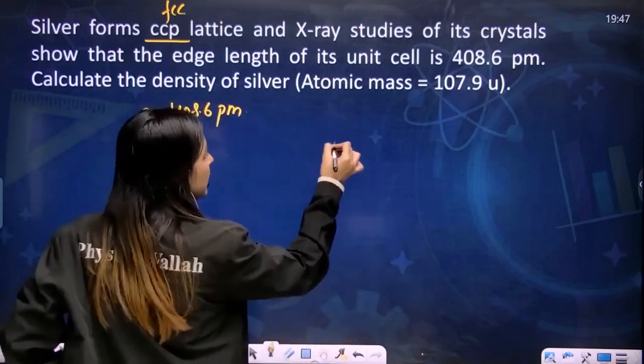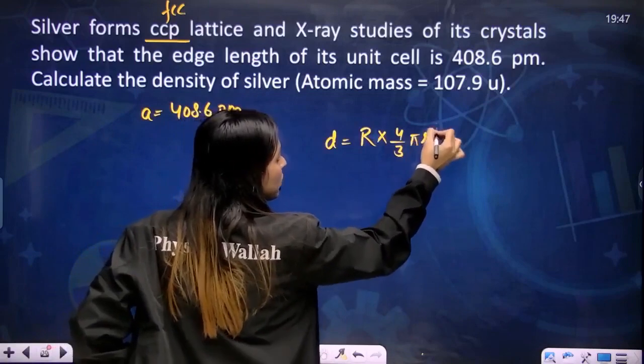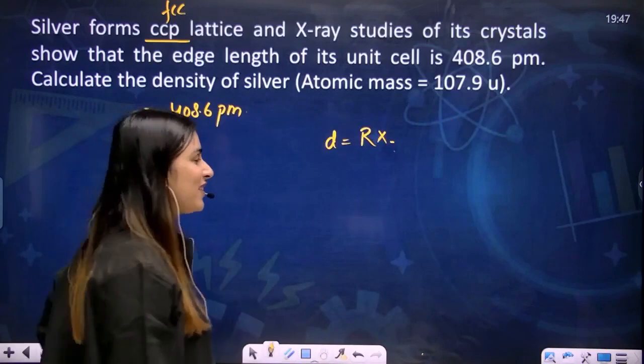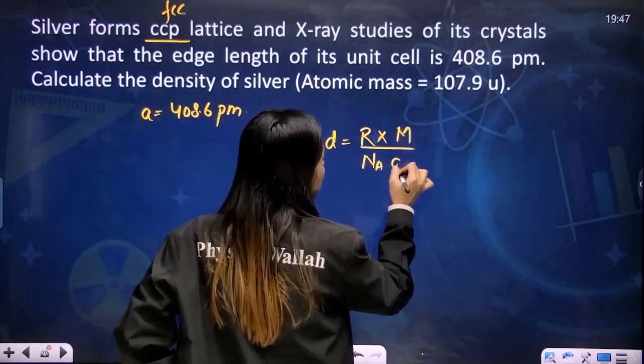I know that density is rank into 4 by 3 pi r cube. Sorry, I started writing the formula for packing fraction. Density is R into molar mass upon Avogadro number into A cube.